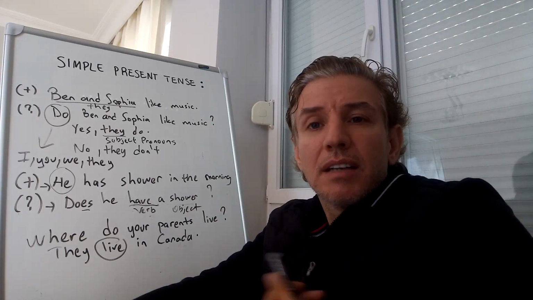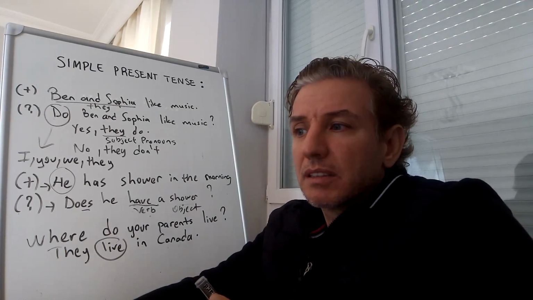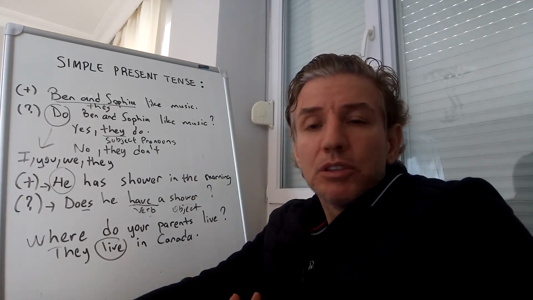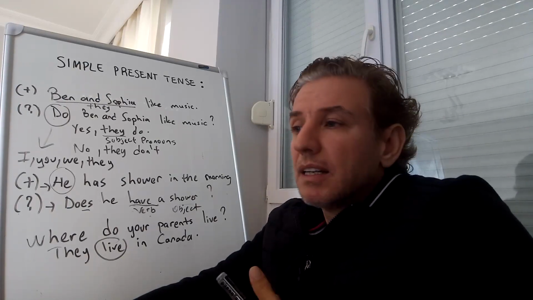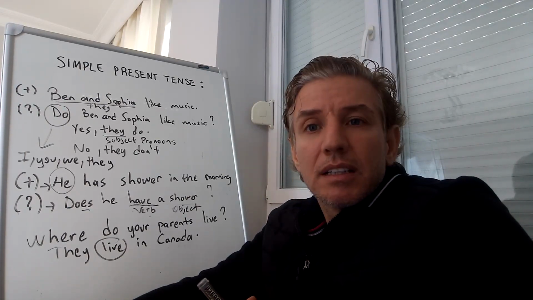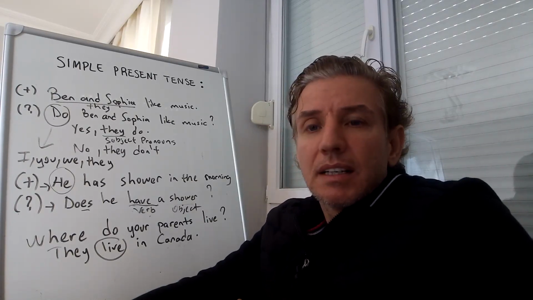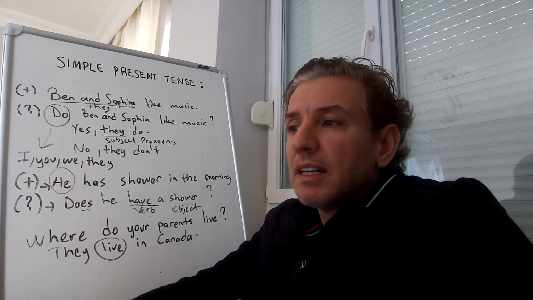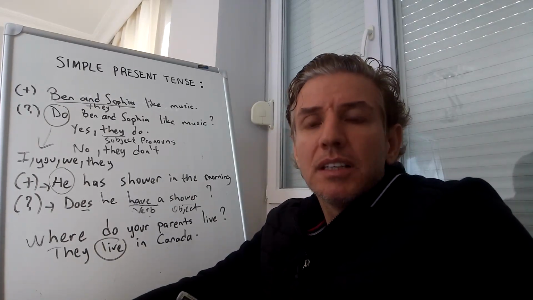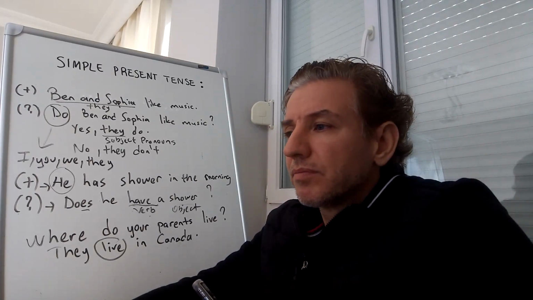I like chocolate. How about you? Do you like chocolate? I play tennis. How about you? And you, it means you live near here. How about Lucy? How about her? Does she live near here? Yes, she does. She lives near here.